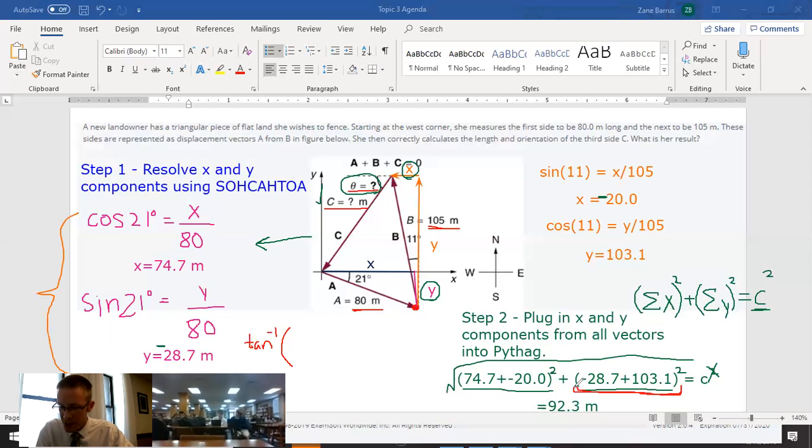It's the sum of these two numbers, -28.7 and 103.1. Okay? So if I plug in -28.7 plus 103.1, I get that my y component is 74.4. And that's going to be over my total x component, which is right here. So 74.7, I'm going to add that to -20, and I get 54.7.